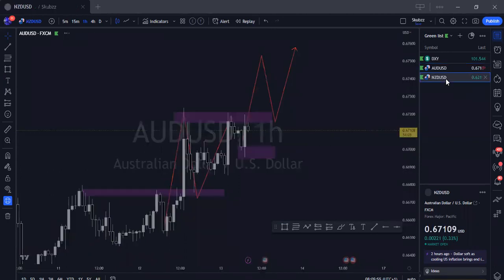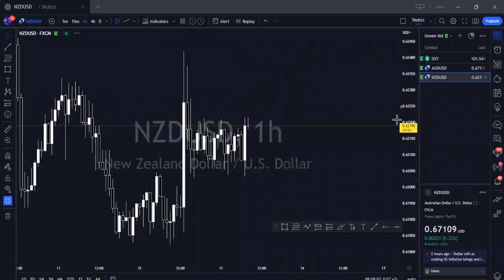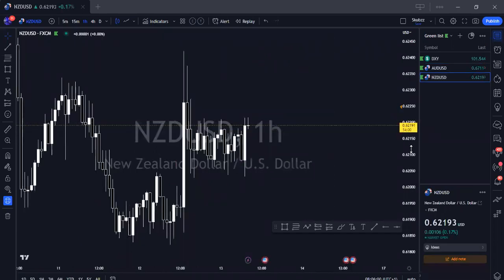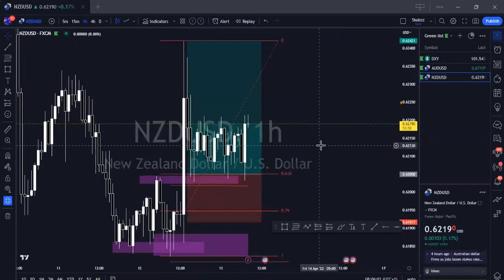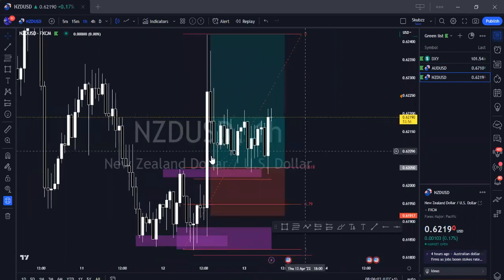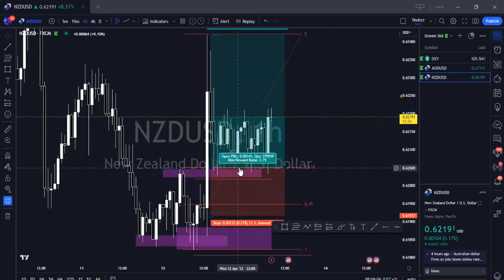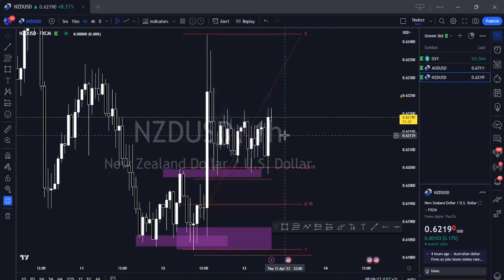Then our dear friend NZD USD is still the same thing, but NZD USD is quite interesting. See the whole trade from yesterday, I still have it. Price has not actually hit TP. It has not even gone to half. AUD USD has hit TP, but NZD USD doesn't want to. It's just ranging at that point there. So now let's look at what we can get from this.